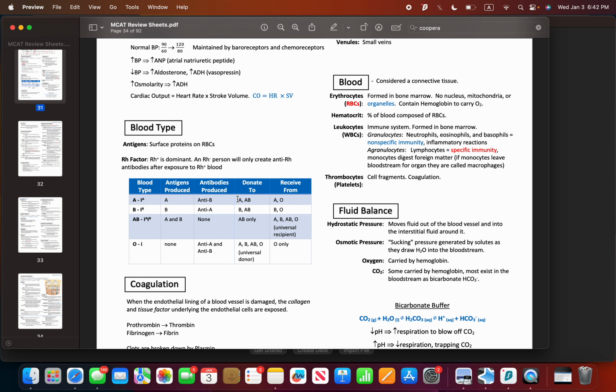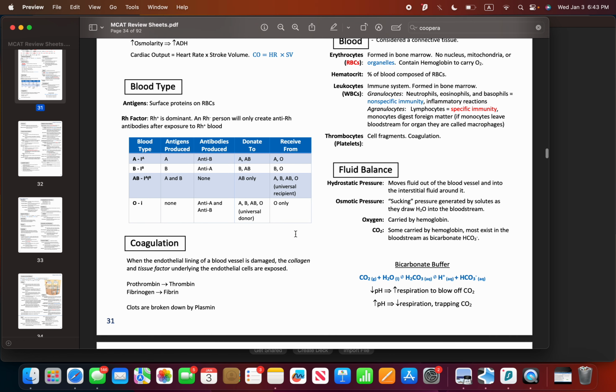Can they donate to the AB individual? Because the AB individuals have no antibodies? Yes. So the A individuals can donate to AB individuals. As we know, also AB individuals are universal recipients.